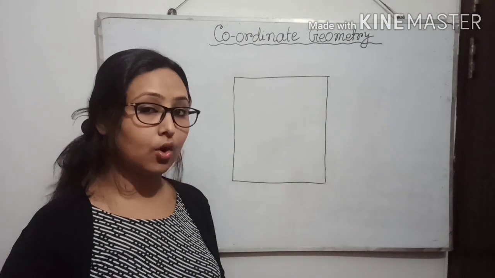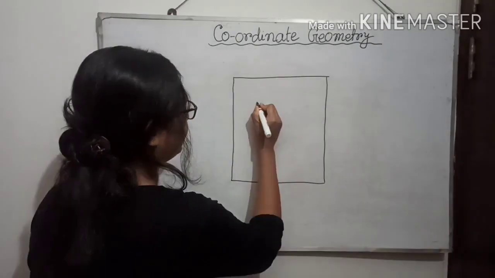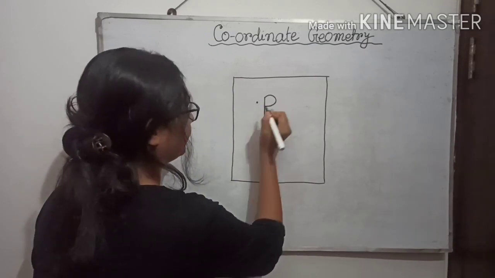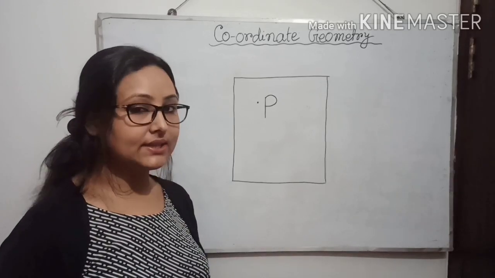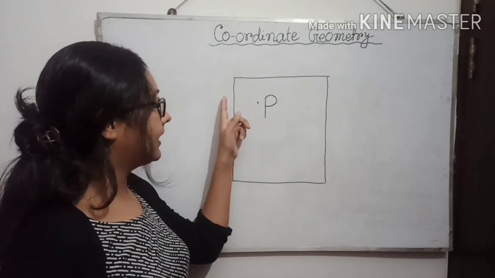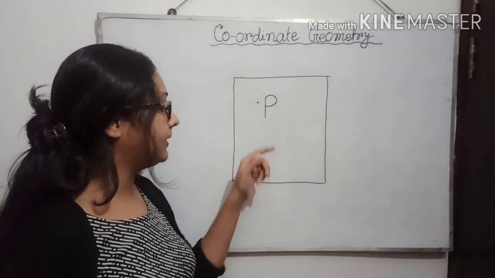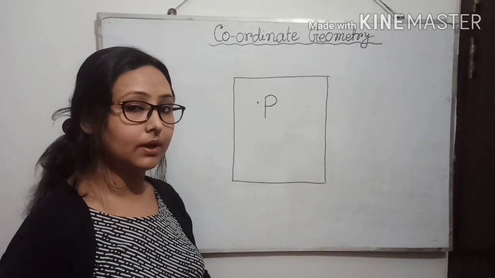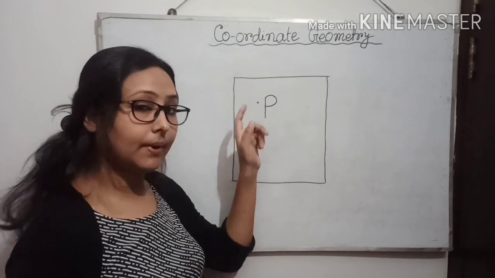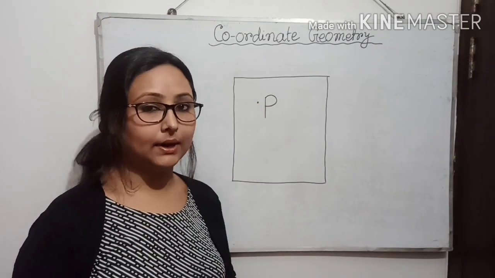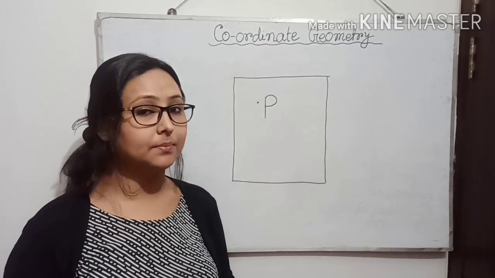I have already drawn a sheet of paper on the board. Now I put a point P on the paper. So what is the location of the point P? You can say that the point is near the left edge of the paper, or that the point P is in the upper half of the paper, or that the point P is at the left-hand upper corner of the paper. But do any of these statements fix the position of the point P precisely?